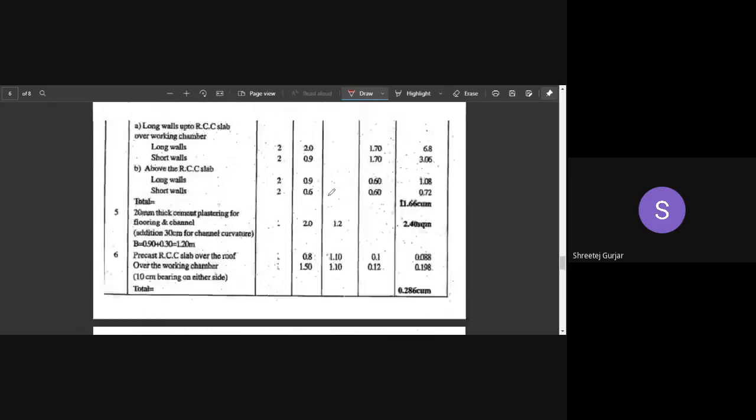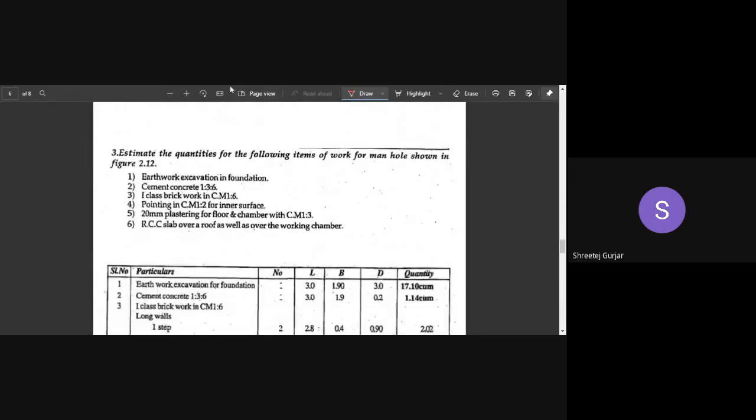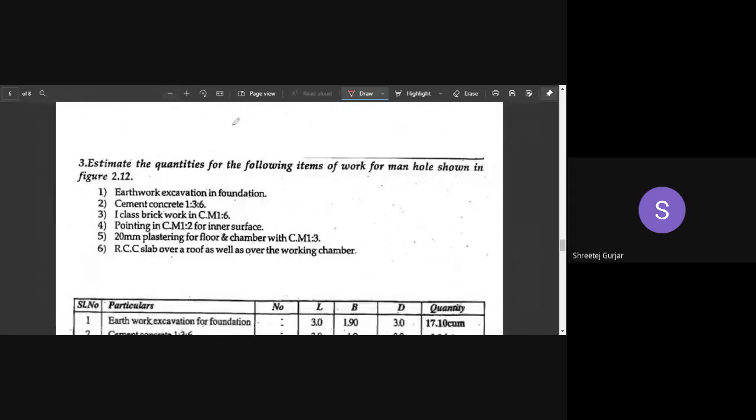Then, yeah, I think we can continue with this. Yes, I've understood the previous one. Can we move on to the last numerical and finish the things off?